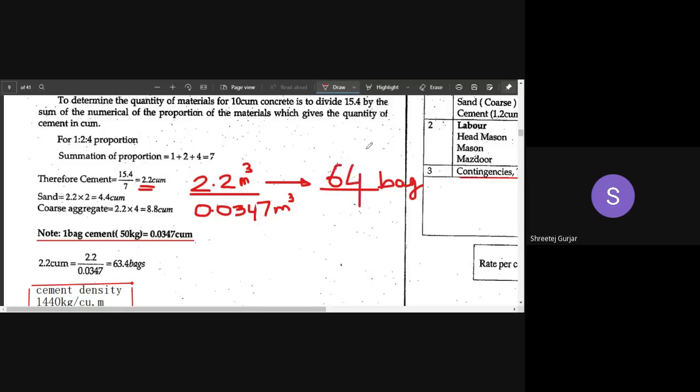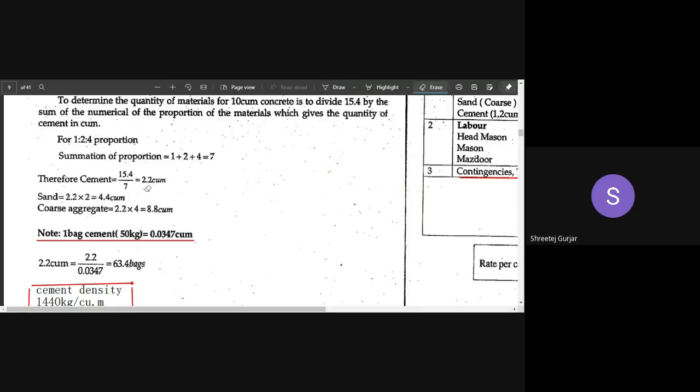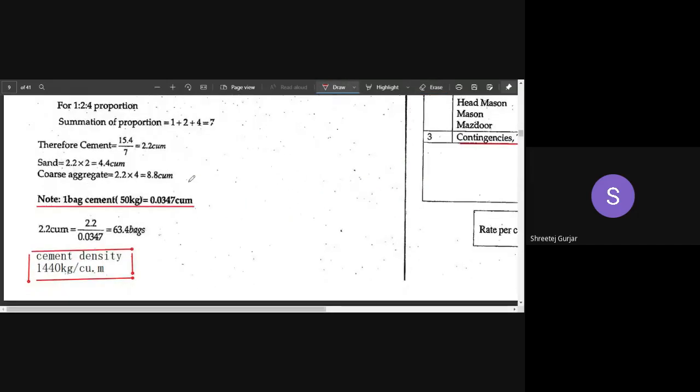64 bags are required for the preparation of 2.2 meter cube of concrete. Okay, we have to order 64 bags. Clear? This point is clear. This is how we can calculate the quantity of cement that you have to order in bags. Okay, so you can see that is what they have done over here.